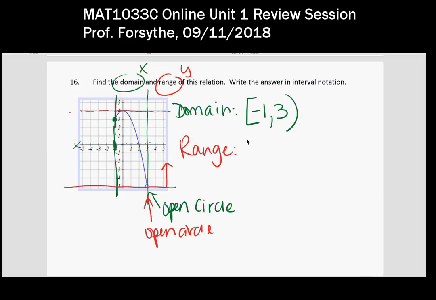So we are not going to include 5. We're going to use parentheses. And we're going to go all the way up to 4 on the y value. And this line does touch 4, so we're going to use a bracket. Okay?